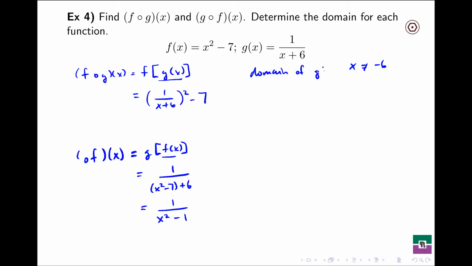But then whatever comes out of g of x has to be able to go through f. And what's the domain of f? Well, f is x squared minus 7, and its domain is all real numbers. It can take anything. So with that in mind, the domain of the composition f composed with g is all values except negative 6. As an interval, negative infinity to negative 6, union negative 6 to infinity. But negative 6 is the only one that's bad.